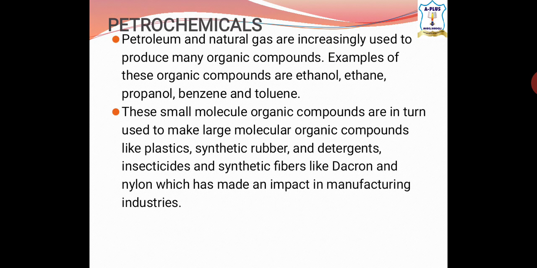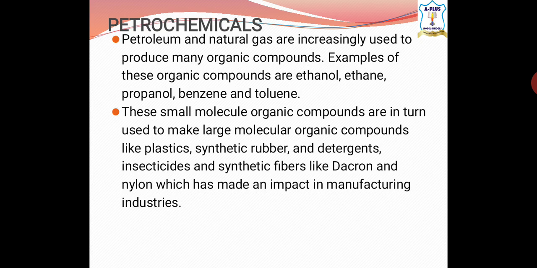Petroleum and natural gas are increasingly used to produce many organic compounds. Let's see examples of the organic compounds that can be produced from petroleum and natural gas. We have ethanol, ethane, propanol, benzene, and toluene. They are examples of organic compounds. You will know much more about them when you get to the higher level. But at this level, just know the examples of organic compounds that can be produced from petroleum and natural gas as ethanol, ethane, propanol, benzene, and toluene.